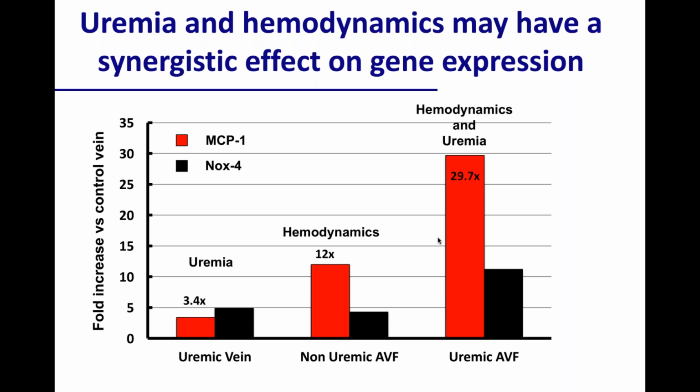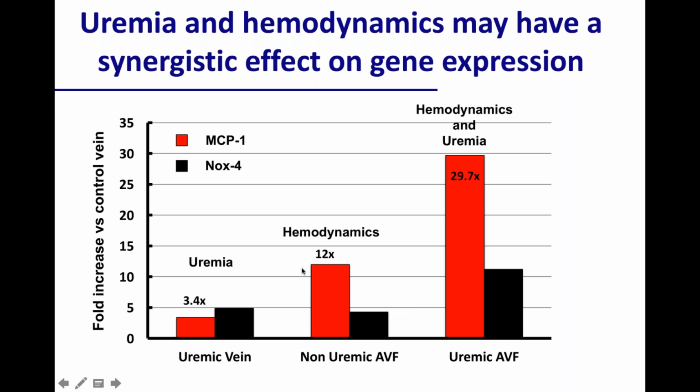So if you look at the first set of bars, you see that if you take a jugular vein and keep it without a fistula in a mouse for 2 weeks, the gene expression of MCP1 in that uremic vein without a fistula is about 3.5 times greater as compared to the level of MCP1 in a vein from a non-uremic animal, no fistula at all. So we believe that this increase is as a result of uremia.